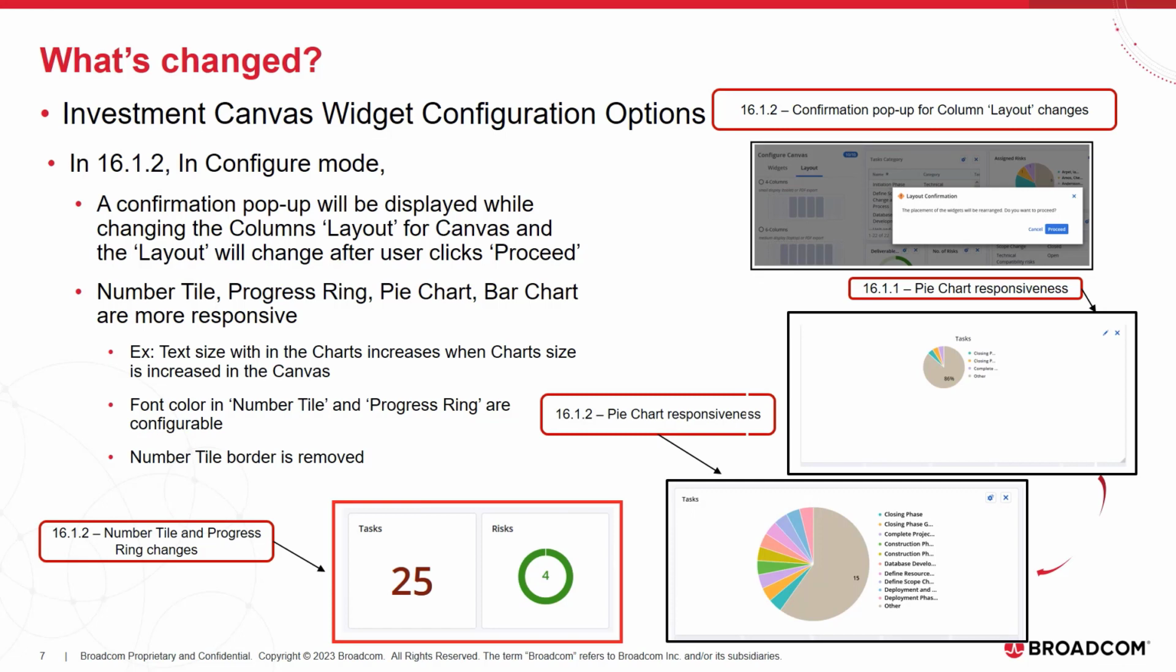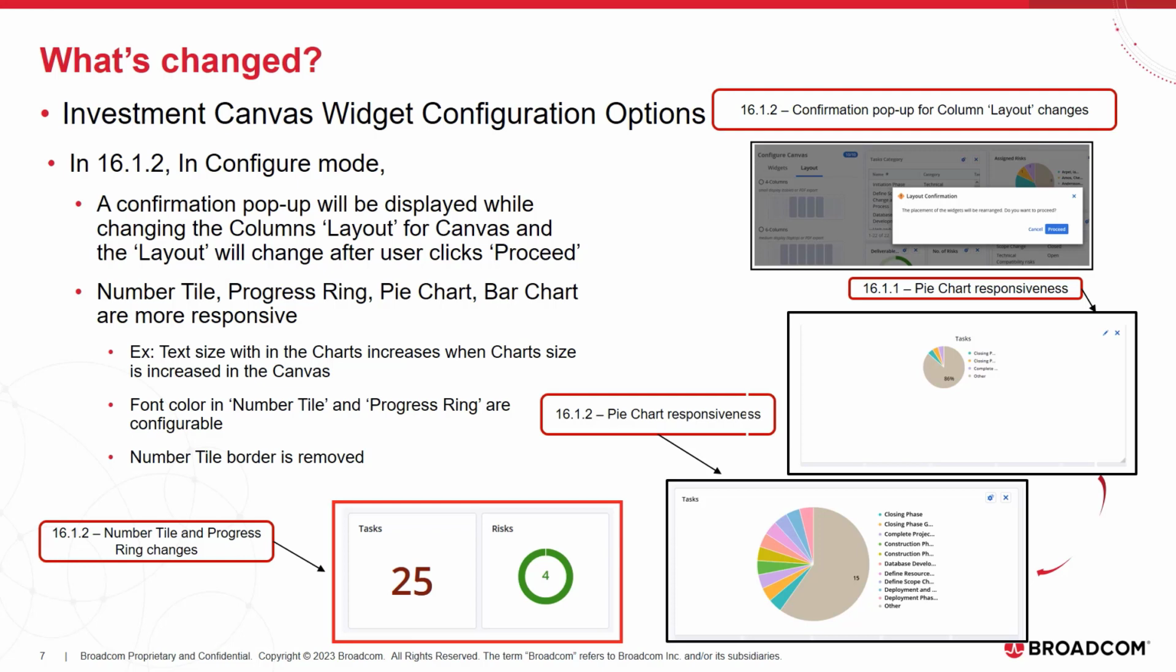Investment Canvas widget configuration options continued. In 16.1.2, in configure mode, a confirmation pop-up will be displayed while changing the columns layout for Canvas, and the layout will change after user clicks proceed.